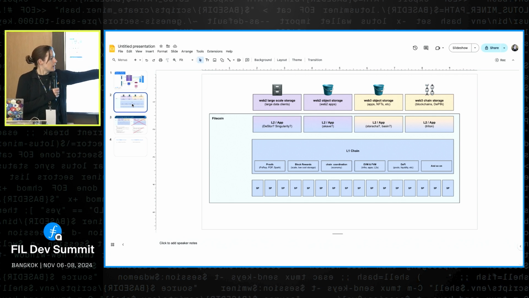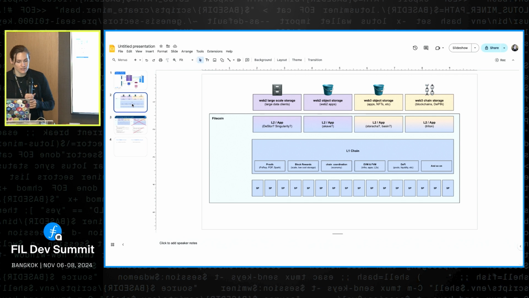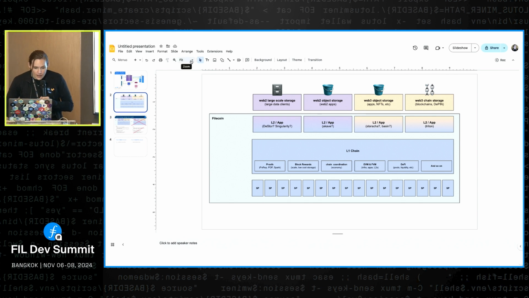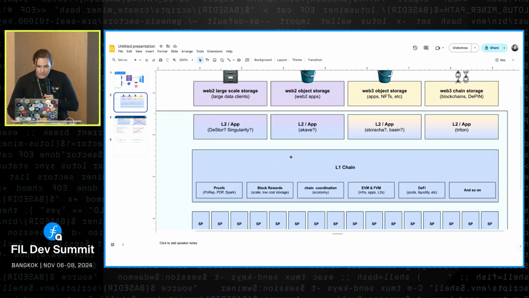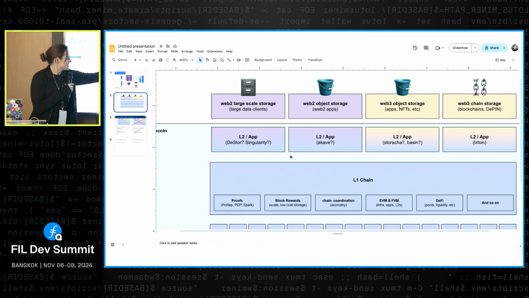dStore, Singularity, Akave, Storacha, Basin, Triton, the applications that they have developed that are storing their data. I can maybe make this bigger. Why are there still question marks? That's just which vertical are you targeting? Does this go there or does it go there? Does that go there or there?